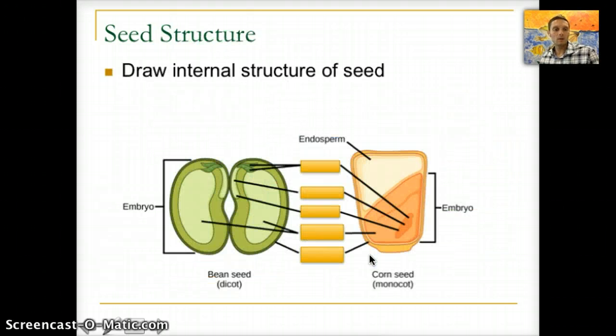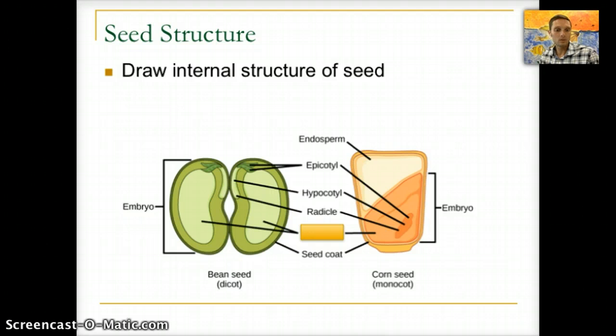To finish up this video, I wanted to show you a couple of different parts that show the external and internal structures of some different seeds, both of a dicot and a monocot. The corn seed is a monocot and the bean seed is a dicot. So we've got our seed coats. We've got our epicotyl and hypocotyl. The epicotyl is the embryo shoot. The hypocotyl is going to be the embryo stem.